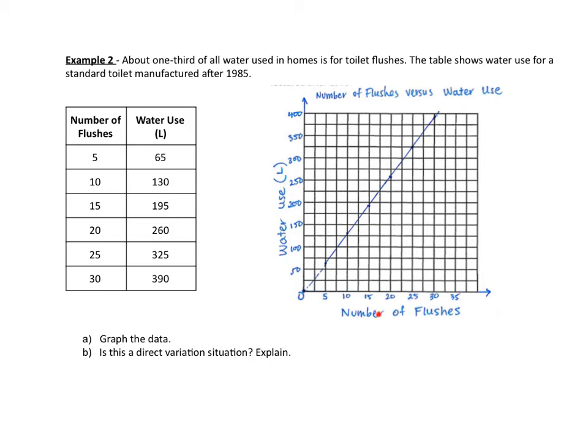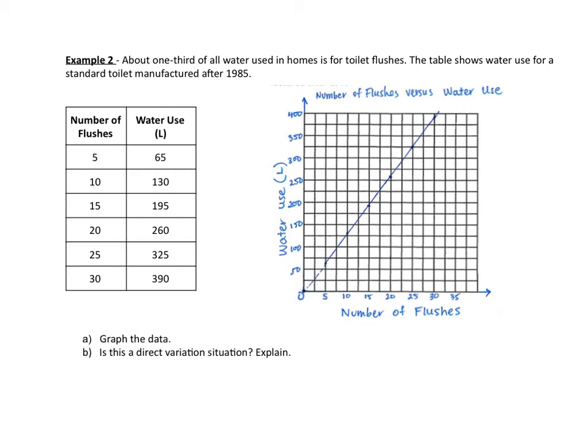I also make sure that I labeled my axes. So again, on the x-axis, I have number of flushes, and on the y-axis, I have water use. And if they include units or provide you with units in your table of values, you need to make sure that you're including those units in your label as well. And I also included a title.